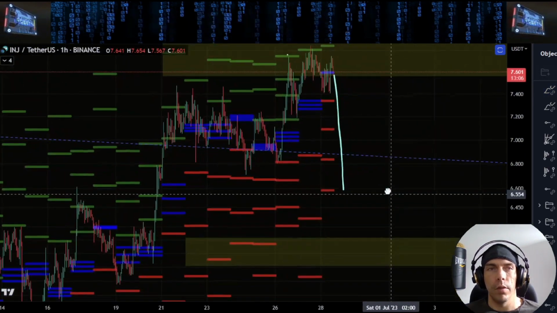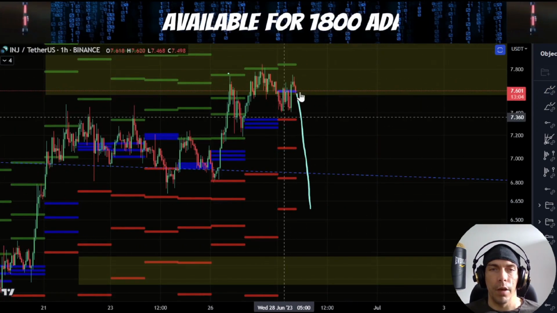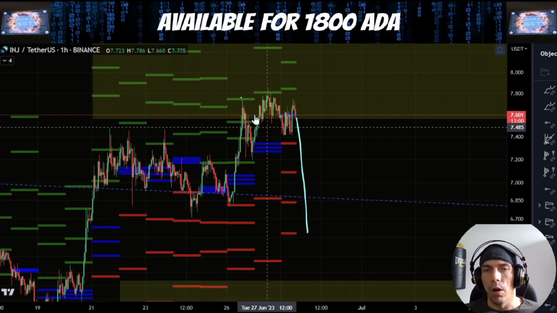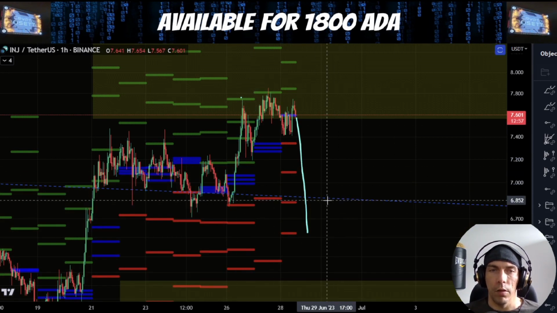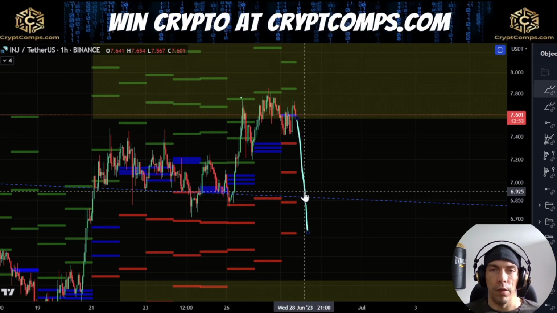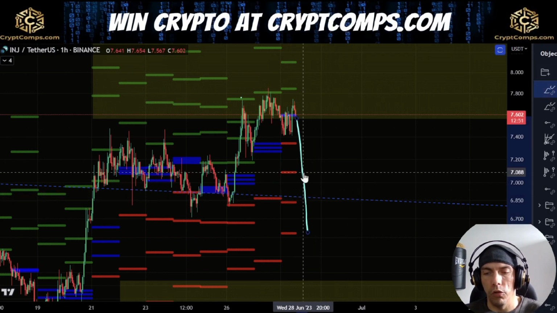Now, this would align with the idea of coming back down here, looking for that idea of the fourth wave again, where we come back into the channel. So I would be keeping an eye on that. Potentially this could align with coming back into these levels before looking for that push to the upside.